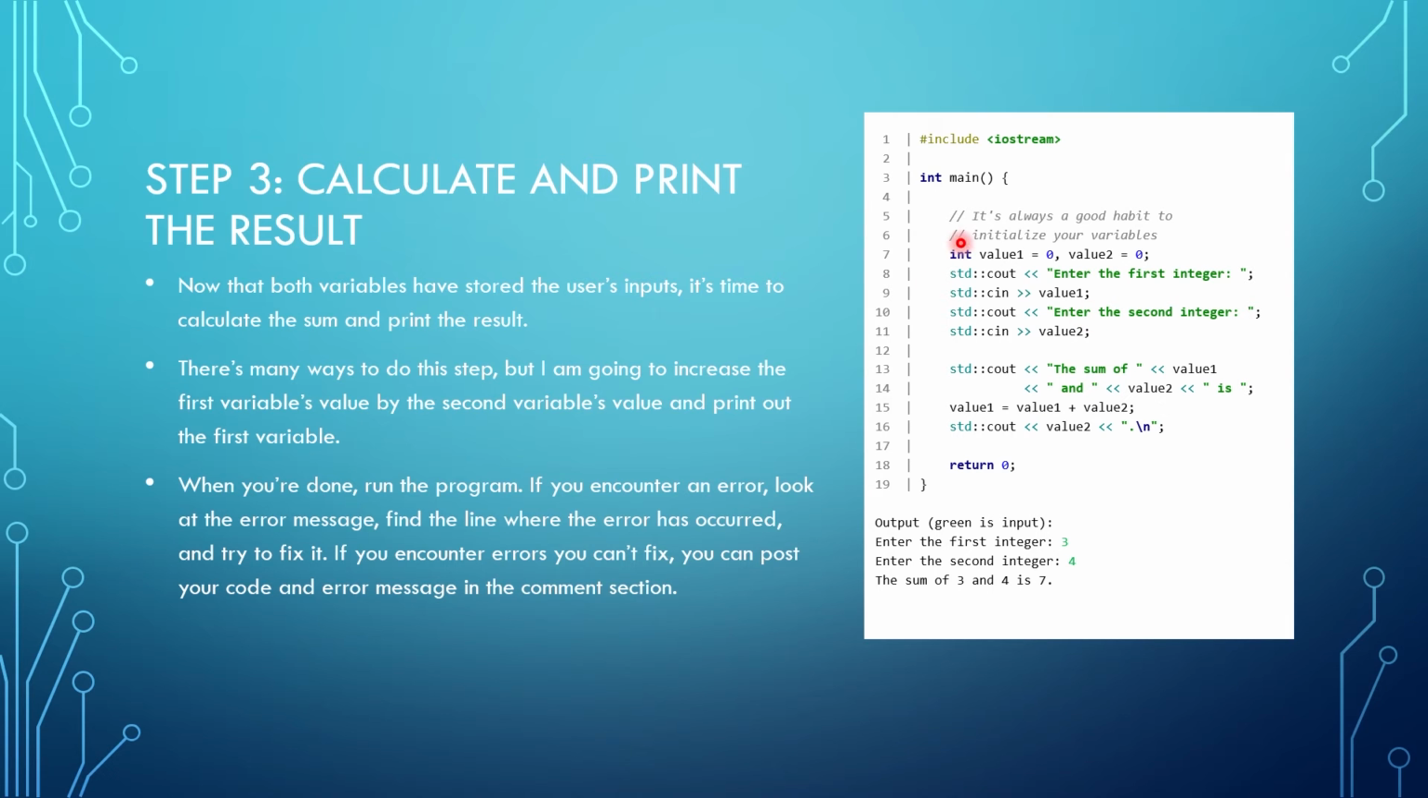So here's our sample program, and then we replace that code, or you can comment it out. It was our calculation, so it prints the sum of value 1 and value 2 is, and then we calculate it, and then we print out the value.